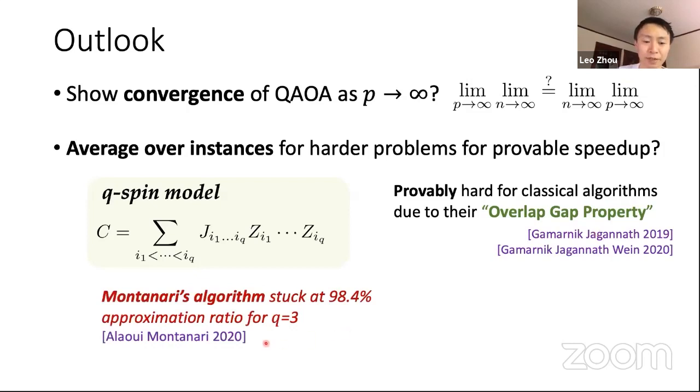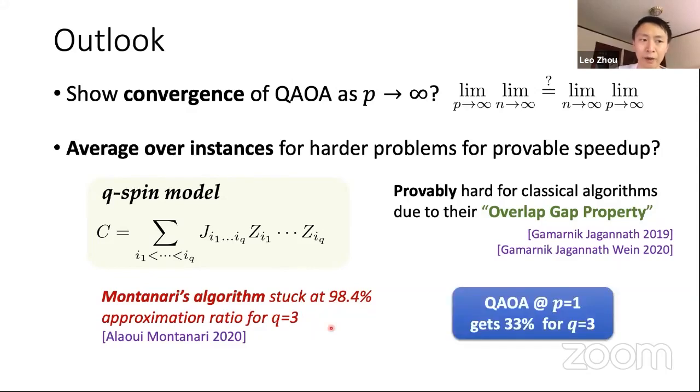In particular, it was found recently that Montanari's algorithm is stuck around a 98.4% approximation ratio for the three-spin model. We're currently working on this, and I would just like to share that at p equals 1, we're able to get 33%, and we're working hard to improve our techniques to higher p. We believe that this is a very fruitful way to potentially show a provable speedup for quantum optimization.